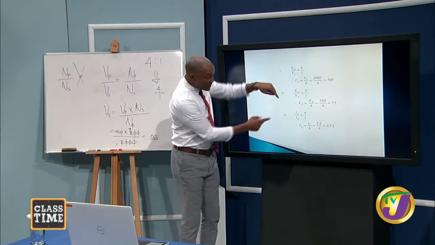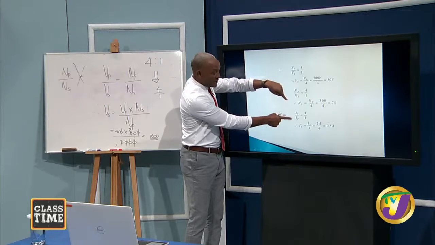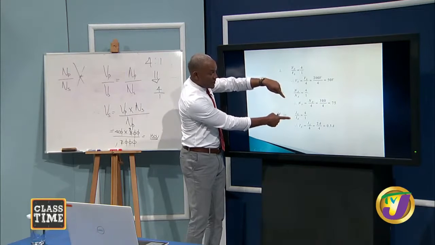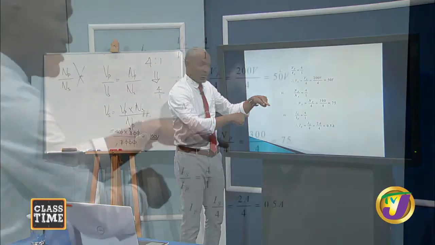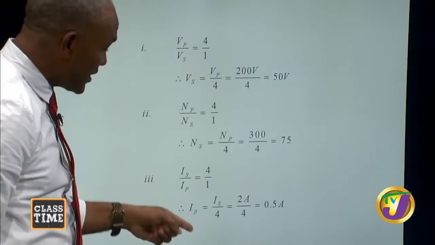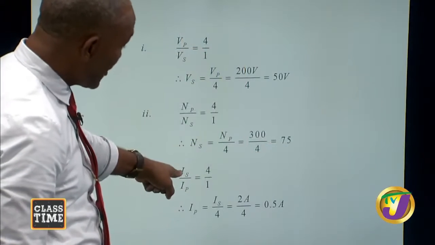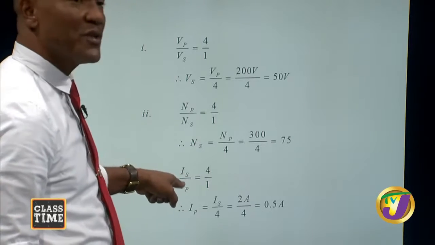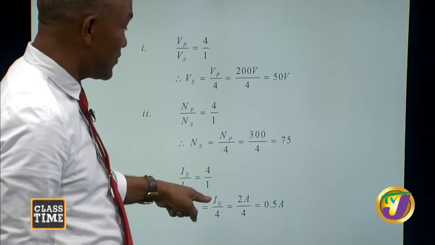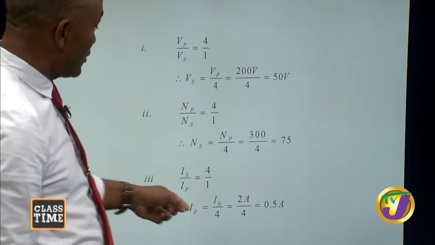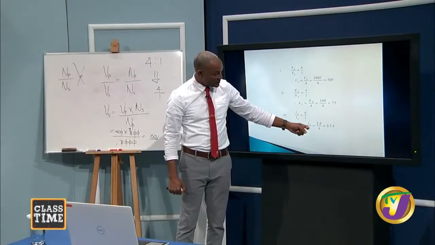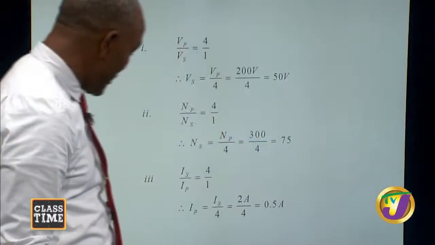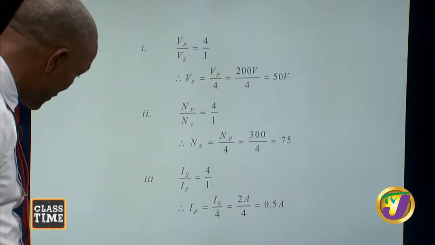Is over Ip. You see the inverse right here now? This is the inverse that we're talking about. The inverse for your voltage is your current. So this is saying that your secondary current is 4 times bigger, or 4 times the amount of current that is flowing in your primary. So what do you do? Divide 2 by 4 and that gives you 0.5.